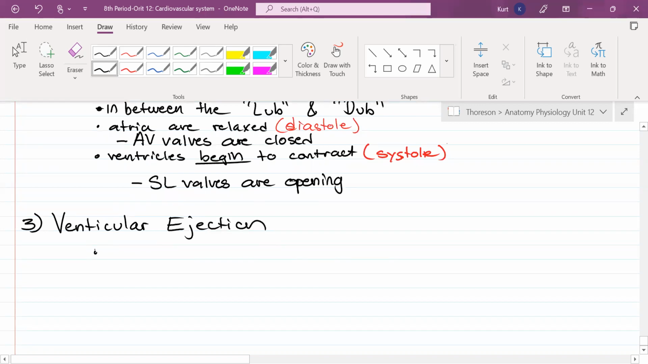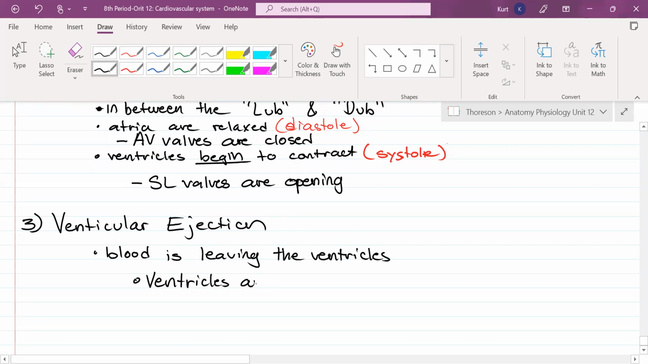What's happening? Sebastian, what do you think is happening based on that title? The blood is leaving the ventricles. I will use those exact words. So Sebastian, because the ventricles are seeing the blood leave them, are the ventricles contracting or relaxing? So are they systolic or diastolic? Correct.